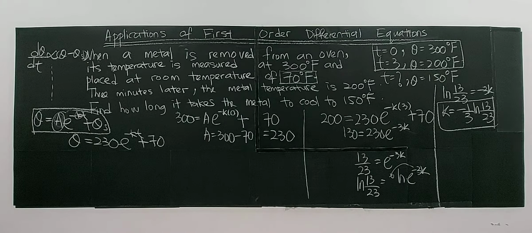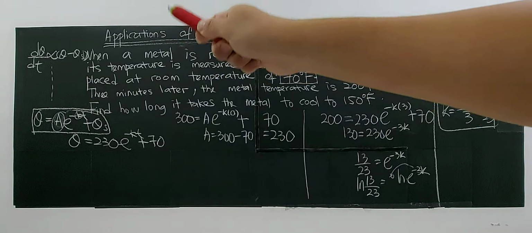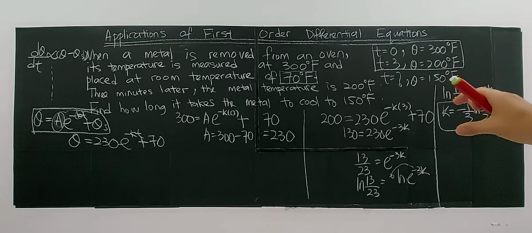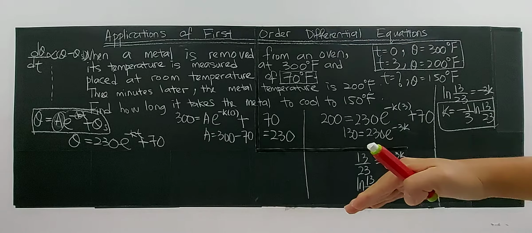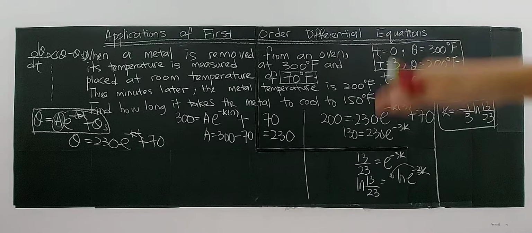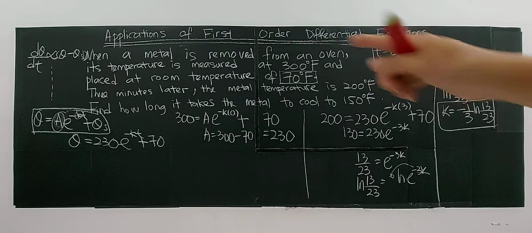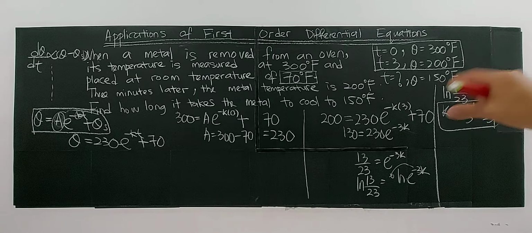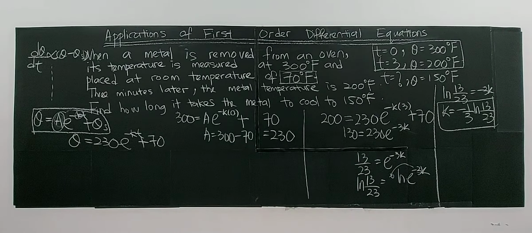The constant means that this k is specific to this metal only. Maybe this is aluminium. After finding this, a scientist can refer to a table, just like the periodic table, and say, oh, this is actually an aluminium metal, according to this constant here. So this is very important as you study first order differential equations.